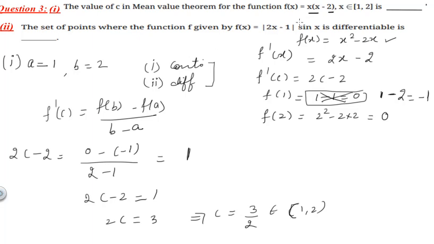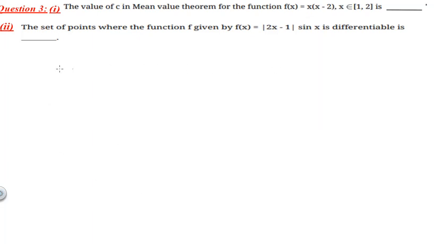Let us discuss the second part, in which I think some of you might have faced a problem in solving. The second part is the set of points where the function f given by f of x is differentiable. So first let us see whether it is continuous or not. It will definitely be continuous. You see sin x is there and a polynomial function is there. So definitely it is going to be continuous. So you can just write that in the explanation.